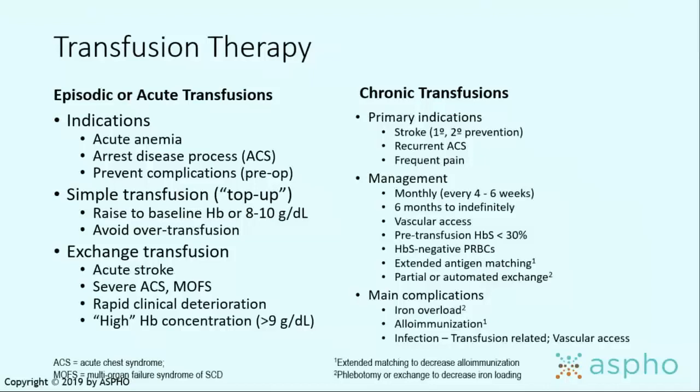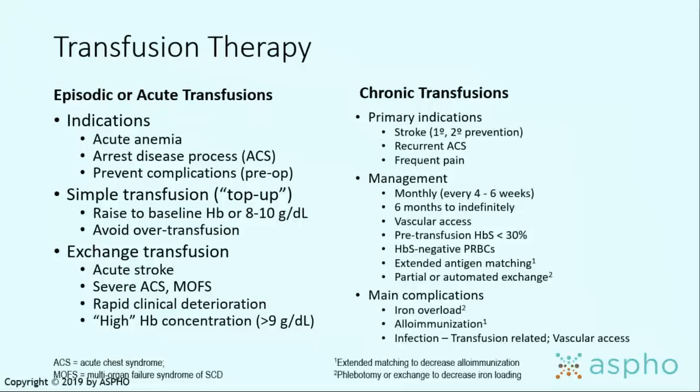An acute exchange transfusion would be different. That would be done in acute stroke, severe ACS, if there's multi-organ failure, or you have a septic patient in the ICU. Or patients who have relatively high hemoglobin levels that you can't give them enough simple red cell transfusions to decrease their percent hemoglobin S to a safe range to prevent further ongoing sickling. And so this can be done manually or automated using a machine.